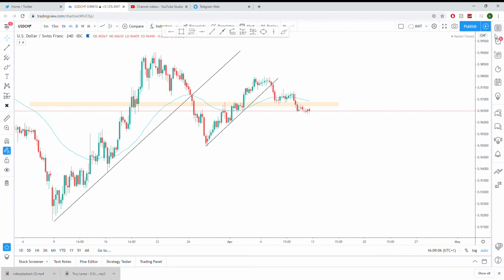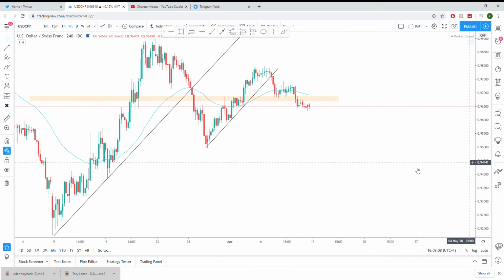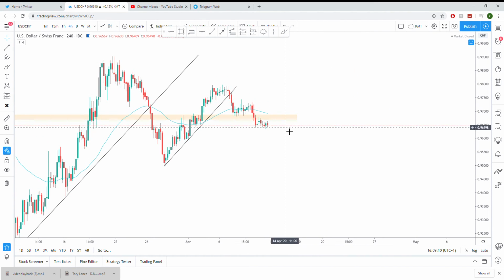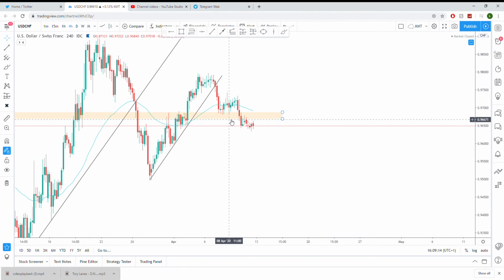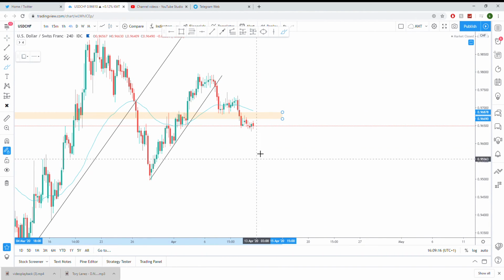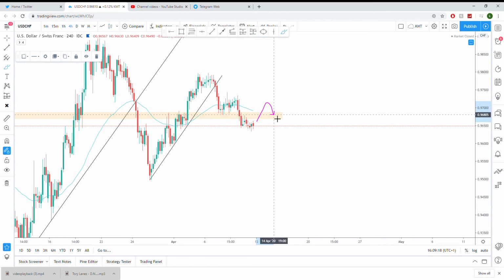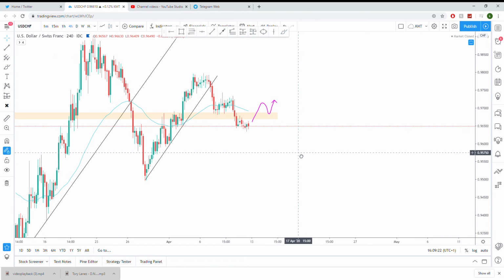And last two pairs now. So US dollar to the Swiss franc. We could be looking at some potential move to the upside. That's if we have a closure above this zone. So again, push to the upside, the pullback, and again the push to the upside.